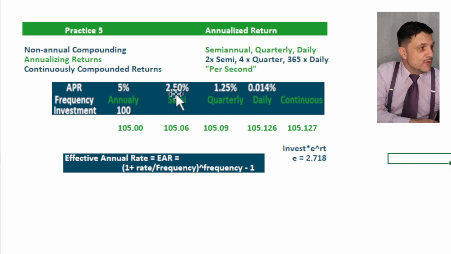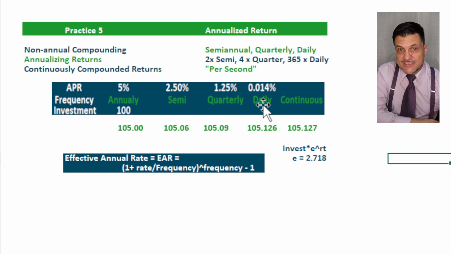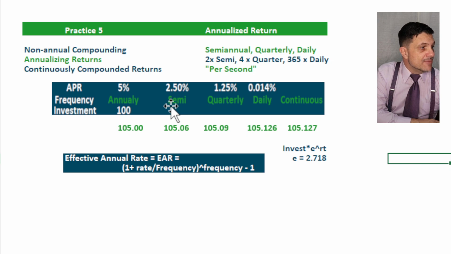Which will be 2.5% semi-annually divided by 2, or 1.25% quarterly divided by 4, 0.014% divided by 365. You can do it that way, okay? So put it in the calculator, and that's something that you really need to practice. How much would 100 earning 5% during 1 year, compounded annually, be? No, it's 105. What about semi-annually?